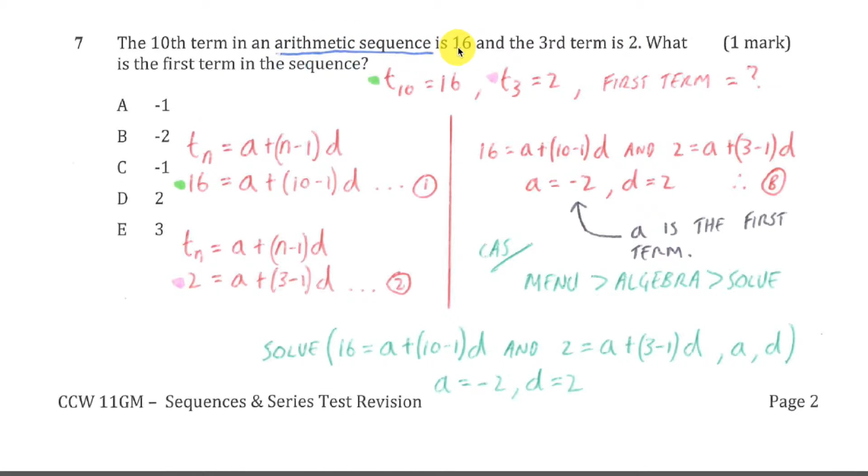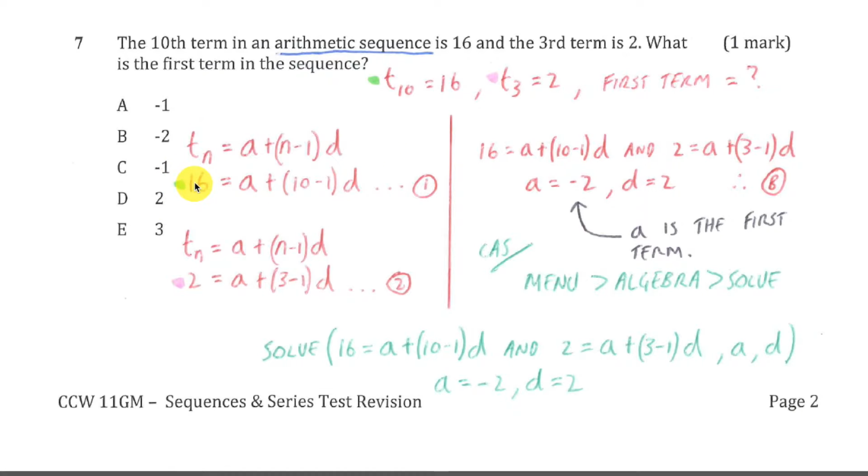So it's arithmetic. We know that T10 is equal to 16. We know that T3 is equal to 2. This equation can find any term in an arithmetic sequence. We just need to substitute A, N, and D into it. Of course, in this situation, we don't know what A and D are.